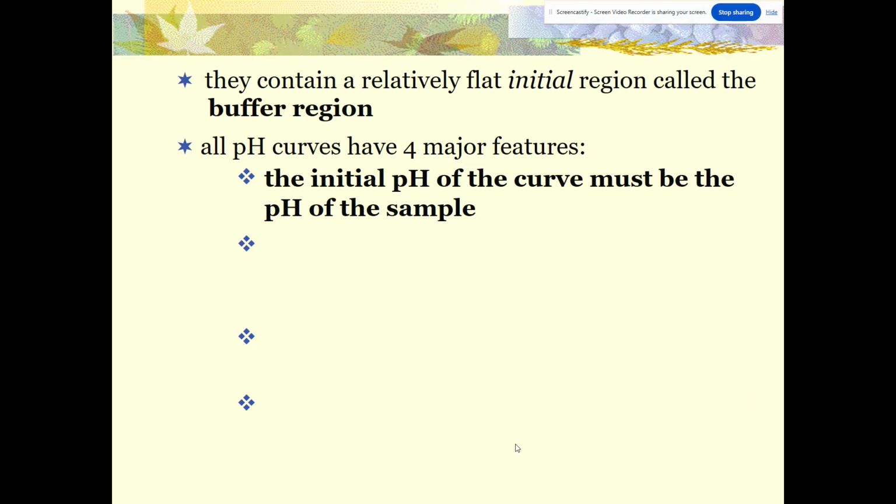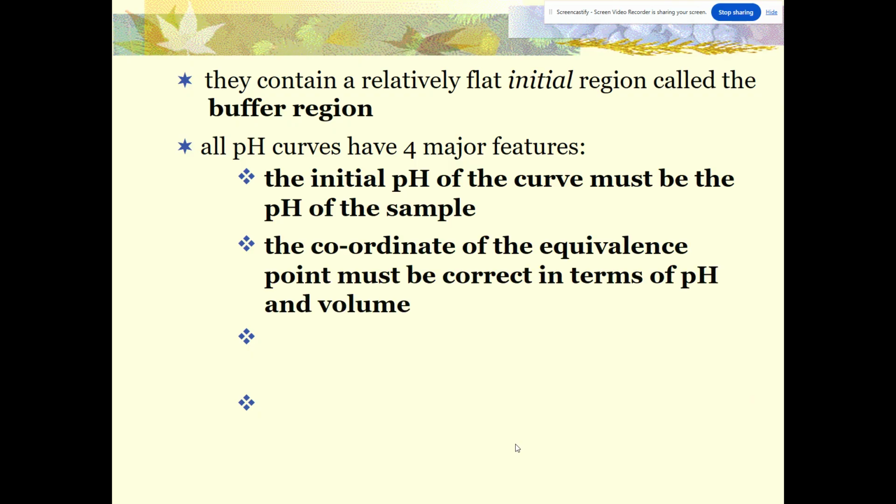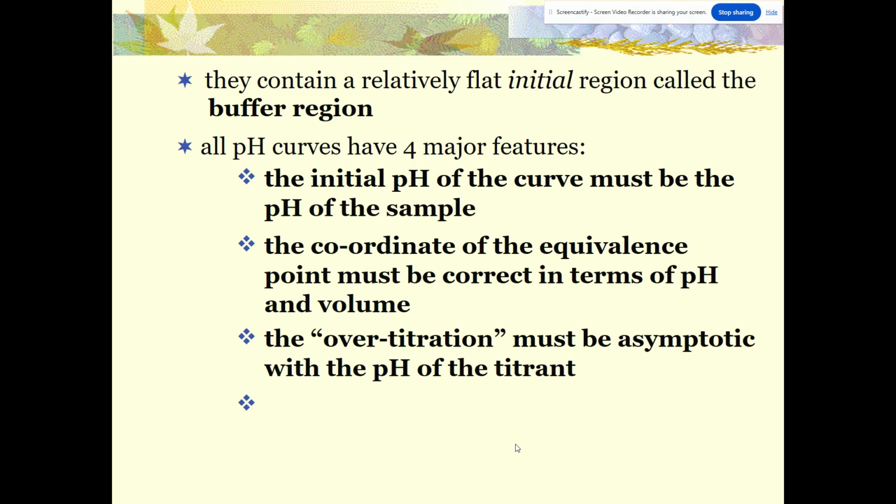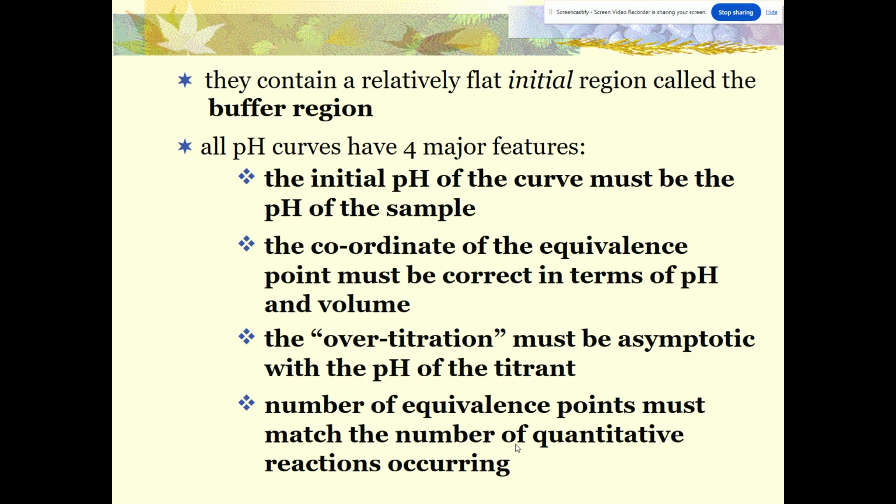Now, when you're looking at a pH curve, there's initially a flat region that we call the buffer region, and there can be more than one buffer region if there's more than one endpoint. The initial pH of the curve must be the pH of the sample. The coordinates of the equivalence points, pH and volume, must be accurate. The overtitration is always asymptotic with the pH of the titrant, and the number of equivalence points and buffer regions, like I said, must match the number of quantitative reactions occurring.